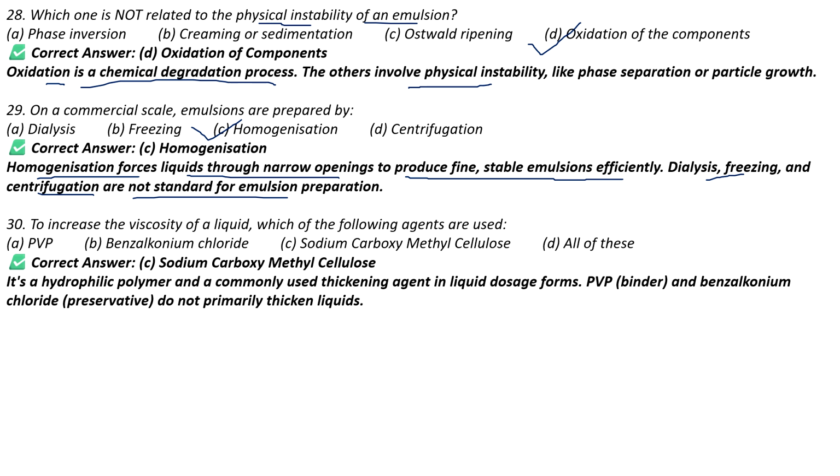to increase the viscosity of a liquid, which of the following agents are used? Options are PVP, benzalkonium chloride, sodium carboxymethyl cellulose, or all of these. So sodium carboxymethyl cellulose is a hydrophilic polymer and a commonly used thickening agent in liquid dosage forms, while PVP, which stands for polyvinyl pyrrolidone, acts as a binder, and benzalkonium chloride acts as a preservative, and do not primarily thicken the liquid. So we can say option C, that is sodium carboxymethyl cellulose, is used to increase the viscosity of a liquid.